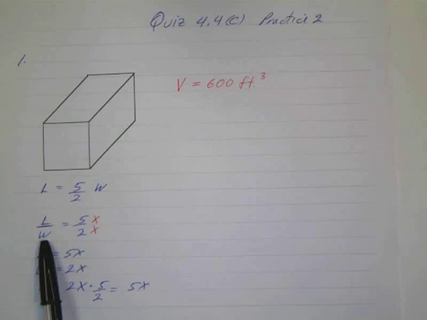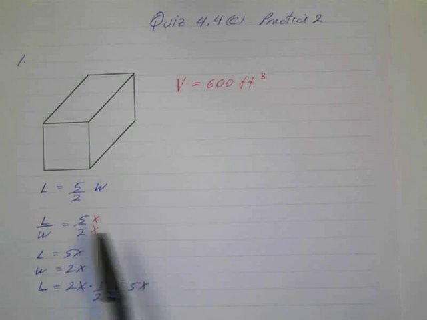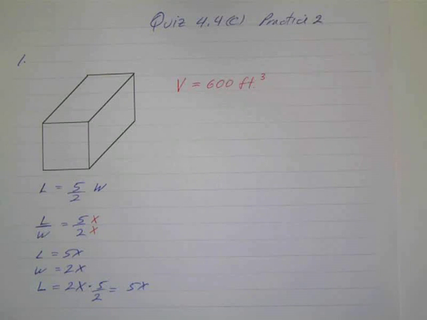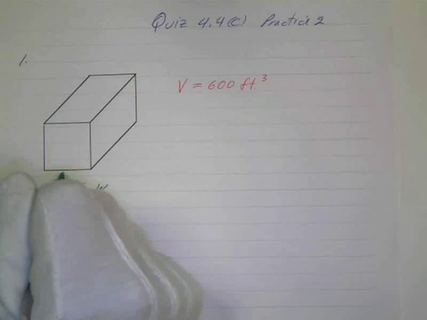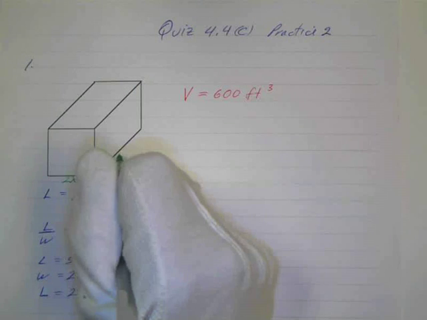If I divide both sides by w, I have L over w equals 5 over 2. Then if I multiply the top and the bottom by x, I can say that L can be 5x and w can be 2x. Now you can check this. The length is 5/2 the width, and of course it's 5x, so it checks out. So this is a good way to designate our sides. So I'm going to call the width 2x and the length 5x.